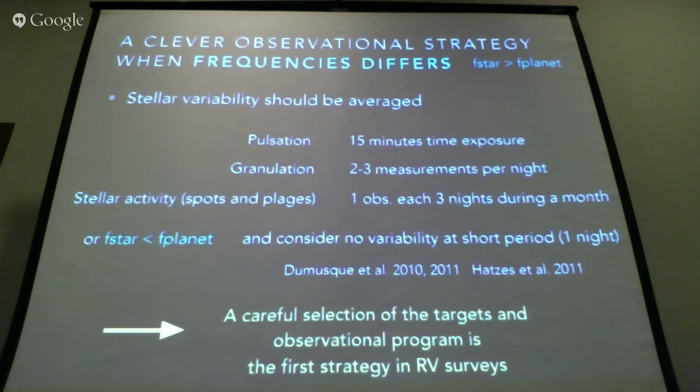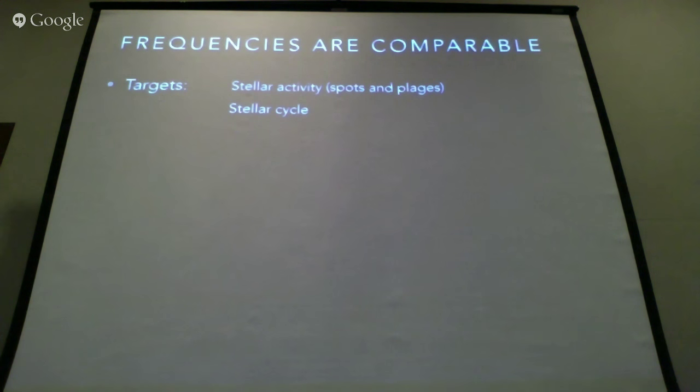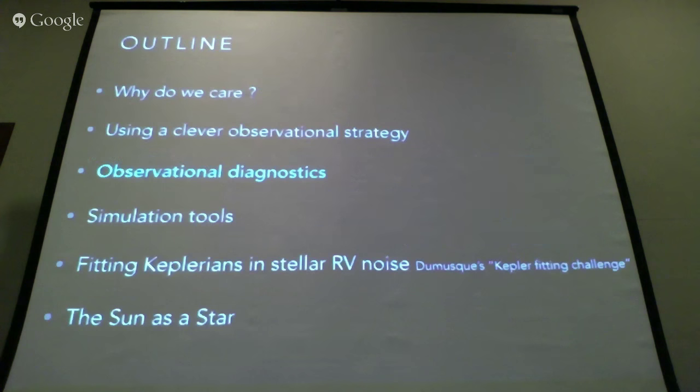And so often the careful selection of the target and the observational strategy is the first way to overcome the stellar activity. But very often, almost always, the frequencies are comparable, and the stellar activity from spots and plages has the same periods as the planets that you are searching for. And so you need diagnostics from the observations, and models and simulations.